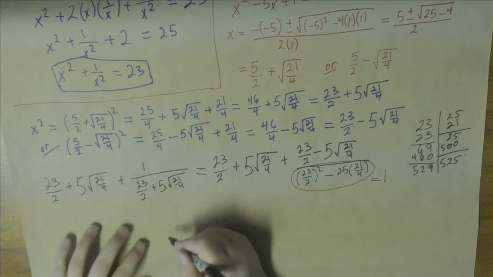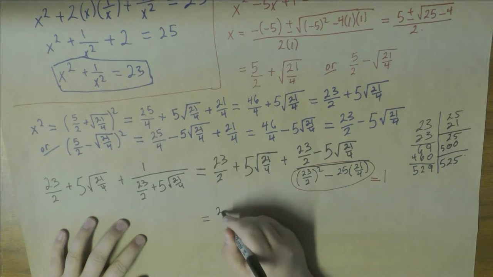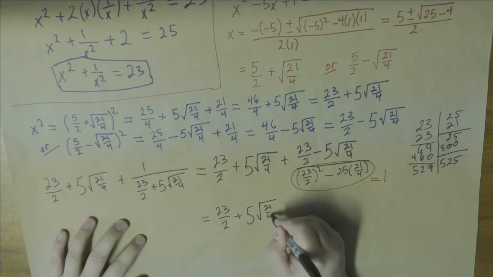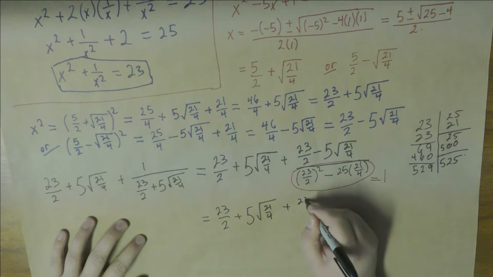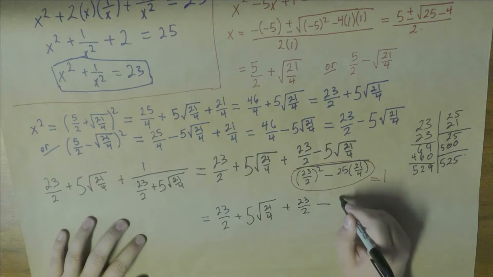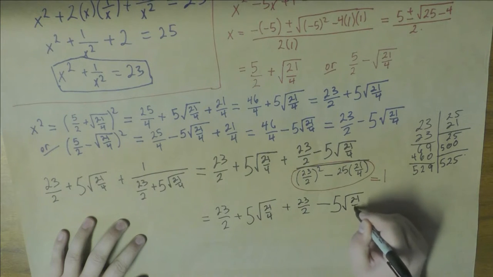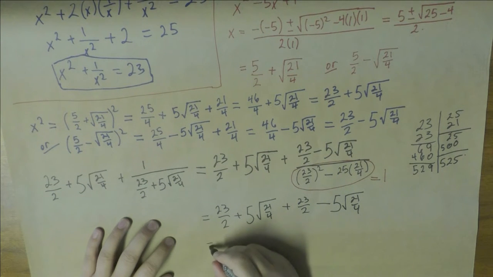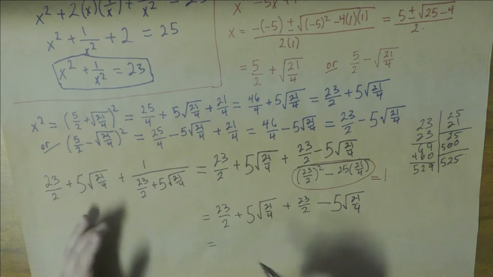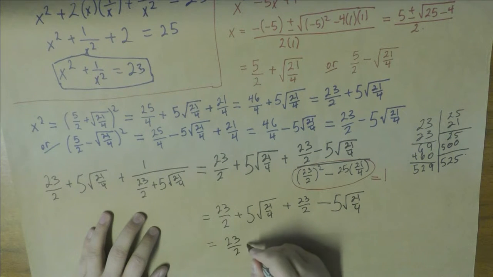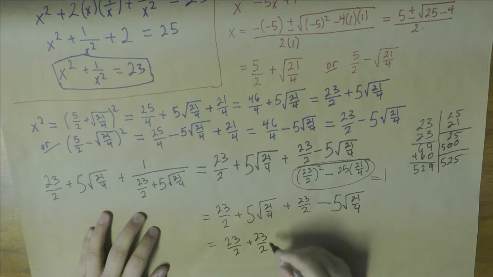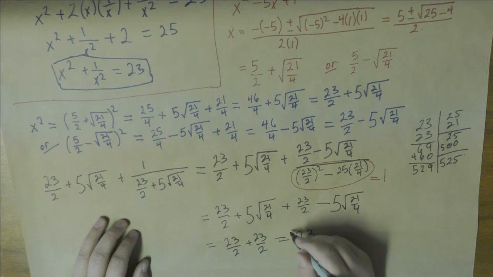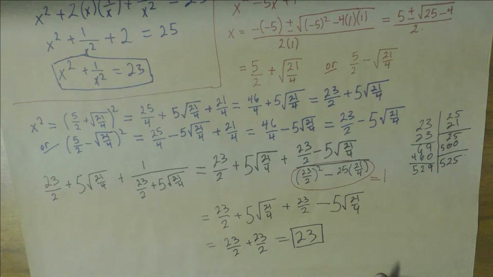So that means we get no denominator left. This whole thing is now equal to 23 over 2 plus 5 root 21 over 4, plus 23 over 2 minus 5 root 21 over 4. And now you see that these cancel out, and then these two add together. That's obviously 2 times 23 over 2, which equals 23. And that is an answer, right?